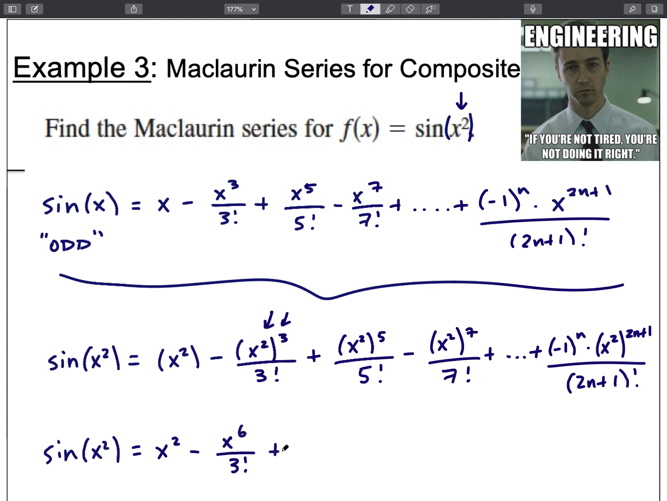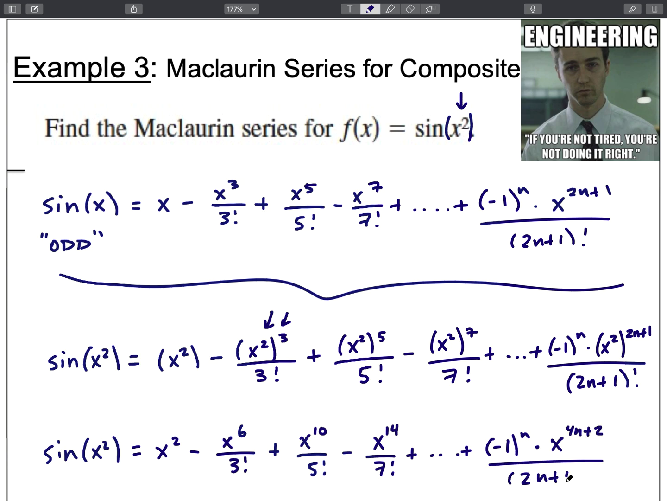How about x squared to the 5th power? Well, that would be x to the 10th over 5 factorial, minus x squared to the 7th. That's x to the 14th over 7 factorial. And if I go down to the generic term, I have negative 1 to the n. Again, I can do the same thing here. X squared to the 2n plus 1 power. If I wanted to, I could multiply the 2 and the quantity of 2n plus 1. How would you feel about x to the 4n plus 2? And of course, the denominator still stays as the quantity of 2n plus 1 factorial.